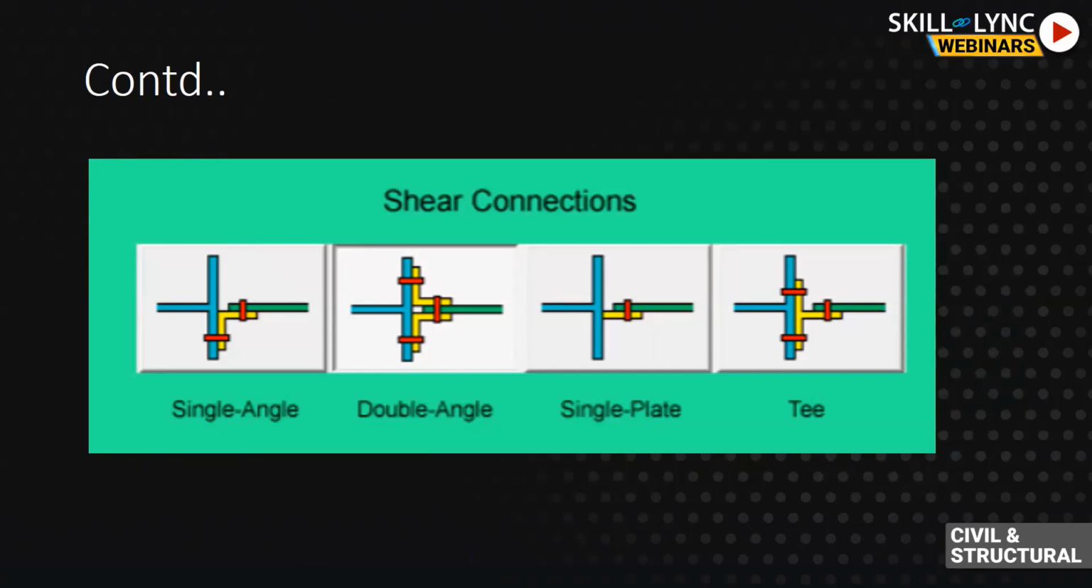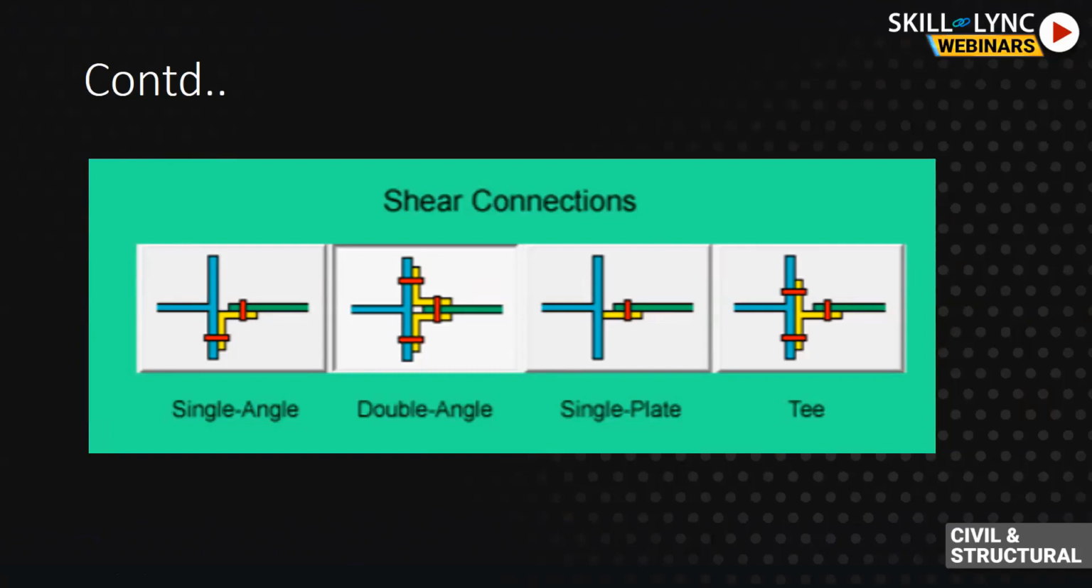So as in previous slide, the first example we saw was that of a single angle connection. Here you can see that one of the legs of the angle is connected to the beam web and bolted together, and one of the legs of the angle is connected to the column with the help of bolting. So this mechanism completes the shear connection. Coming to the second type of connection, we can see that instead of an angle on just one side of the web, we have angles on both the sides of the web.